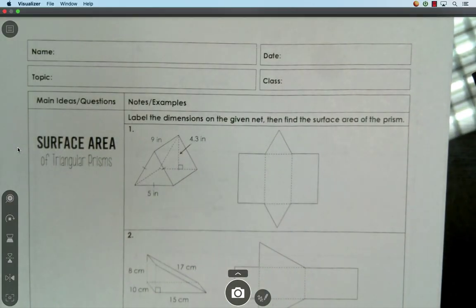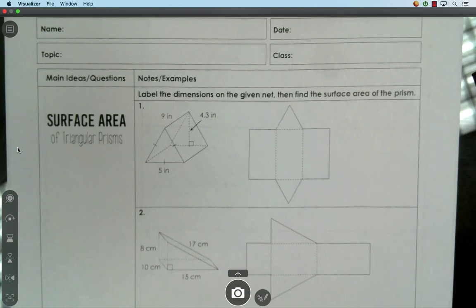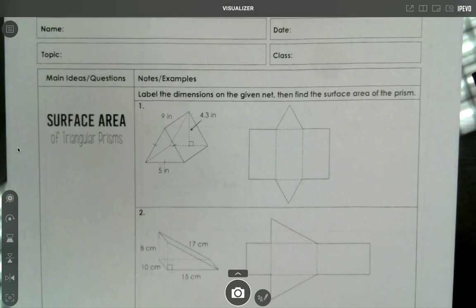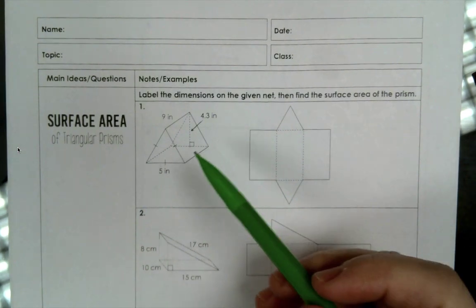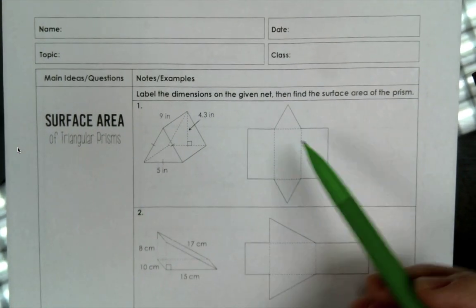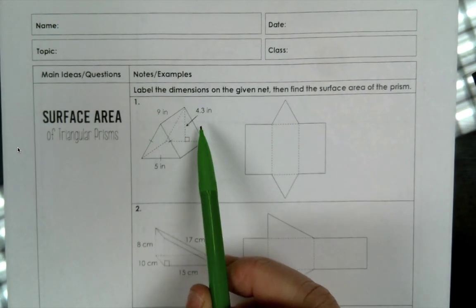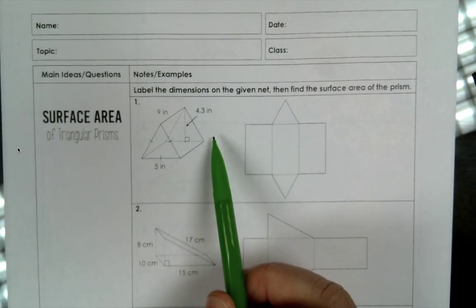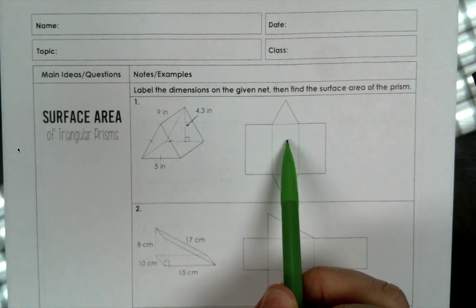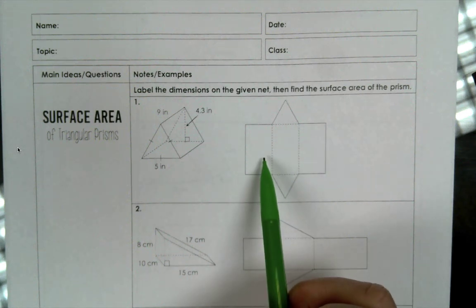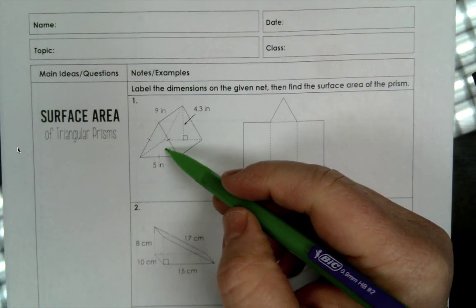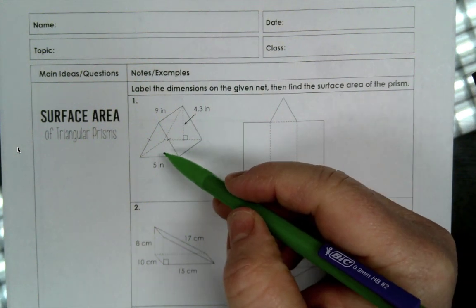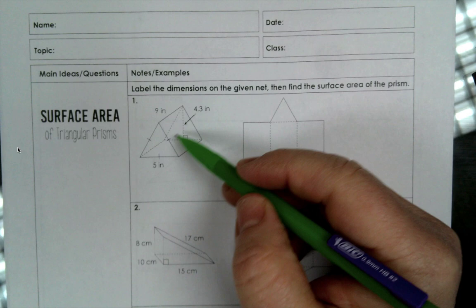Okay, here we go. We are doing surface area of triangular prisms. We did rectangular prisms, and so this is just an extension of that. We're still finding the area of each face. What they've done for us is shown us the 3D figure and then the net, and we need to find the surface area of the prism. Now remember, this is a prism because it has two bases, and it's the same face.